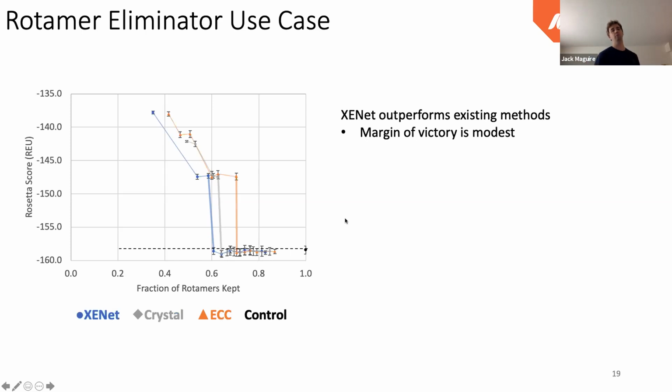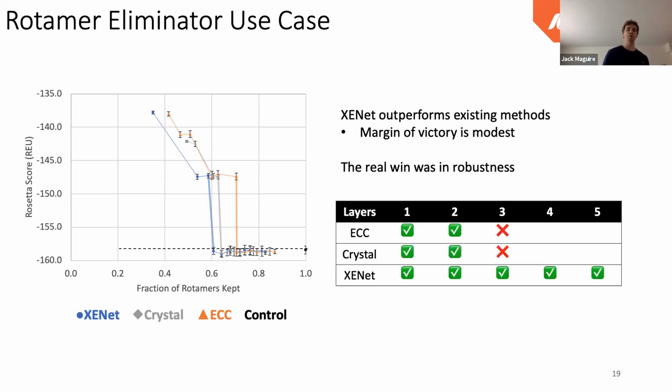Compare this to the other 2 candidates. So the crystal convolution and ECC are the 2 that are established in the field that we tested against. And they do almost as well. Left is better here because it means we can eliminate more rotamers, and we're mostly looking at these vertical lines. XCNet does outperform them. The margin of victory is relatively modest. The real win wasn't how deep we can go.